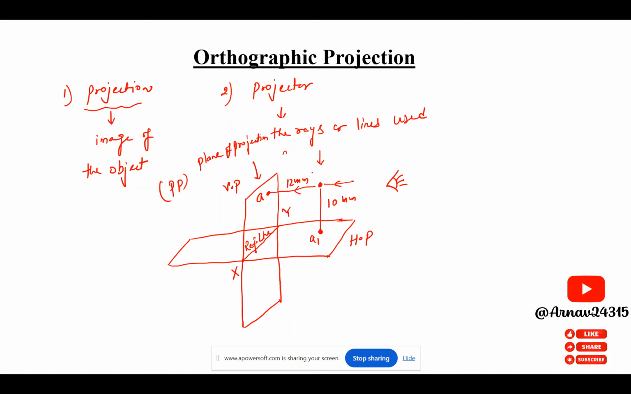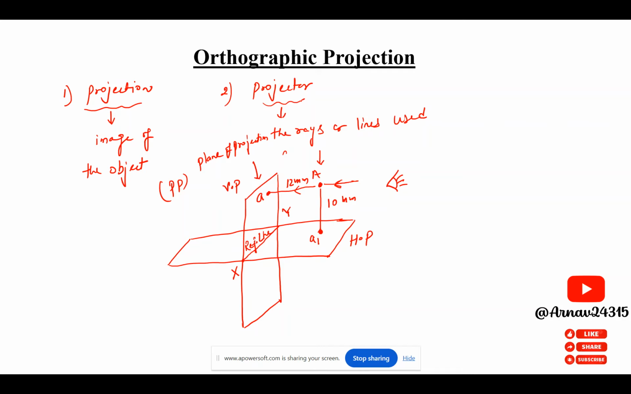इस a point का ये projection होगा, where we got on the plane of projection. And projector means what? The rays which is coming from a far distance, or these lines which is basically utilized to observe the object on the plane of projection. That's why these lines are known as projector line.